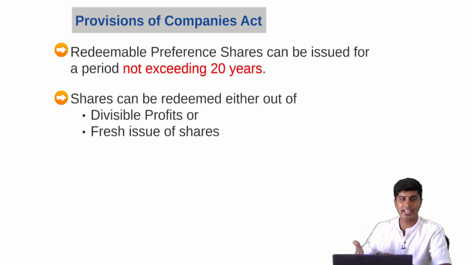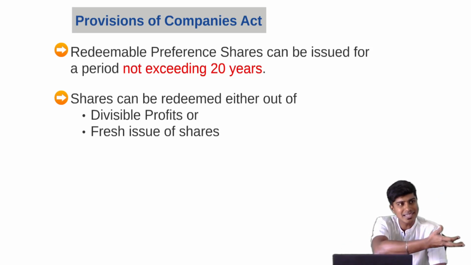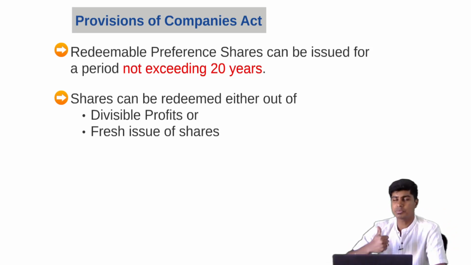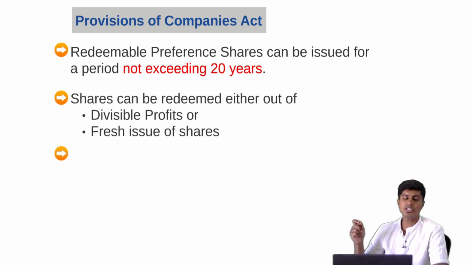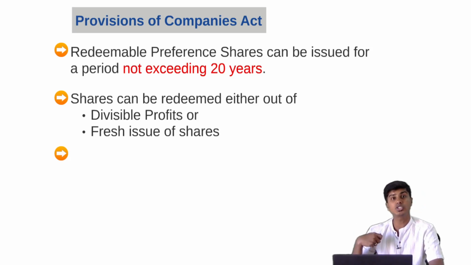So as a company, I can use my existing bank and cash balances, that is existing reserves, to pay the preference shareholders on redemption, or I can freshly issue shares to somebody else, collect the money and use such money to pay the existing shareholders on redemption, or a combination of both is also allowed.